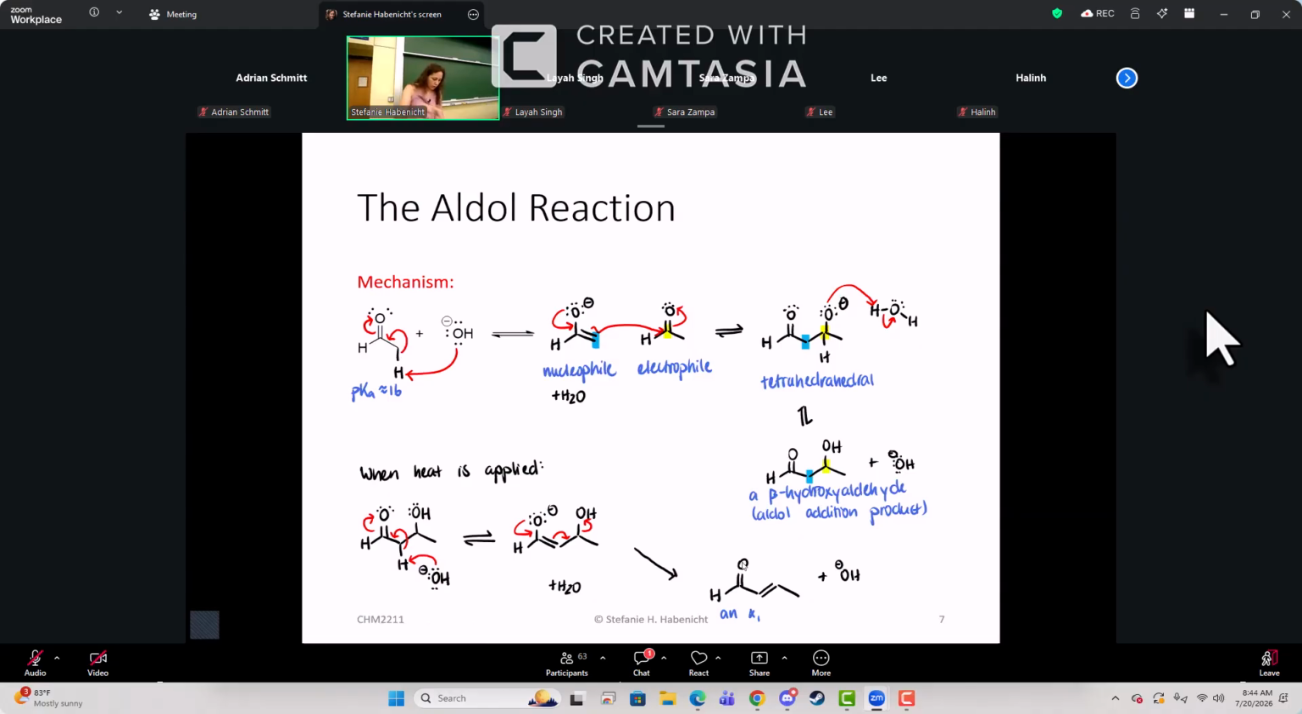So there's a double bond. I'm having the hardest time with the beta. There is a double bond between the alpha and beta carbons of the aldehyde in this alpha beta unsaturated aldehyde product, the product of the aldol condensation.